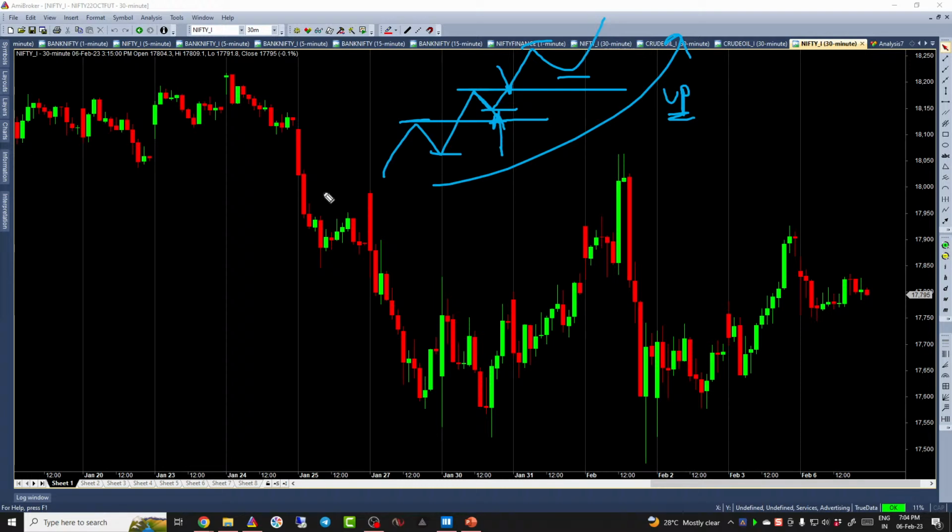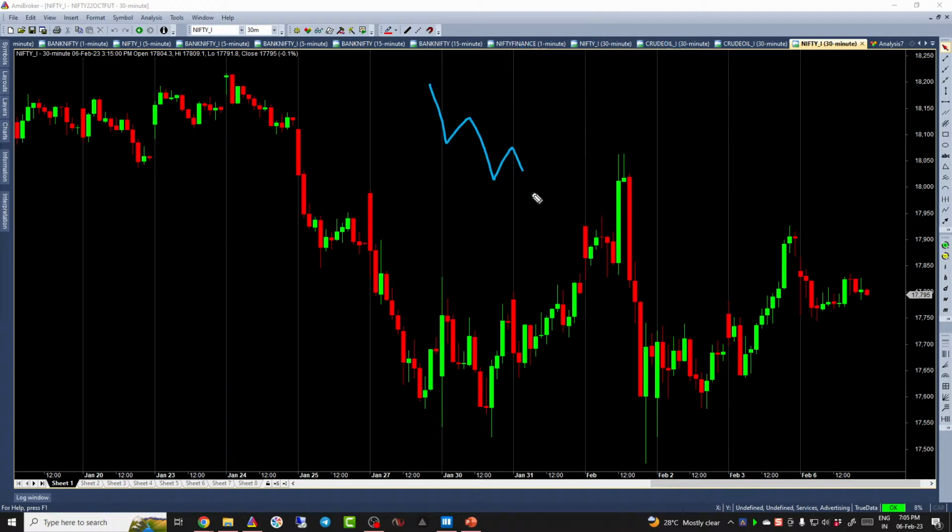This is point 1. And point 2, in a similar way, is when the market makes lower lows and lower highs. When this particular pattern continues, we can call it a downtrend.